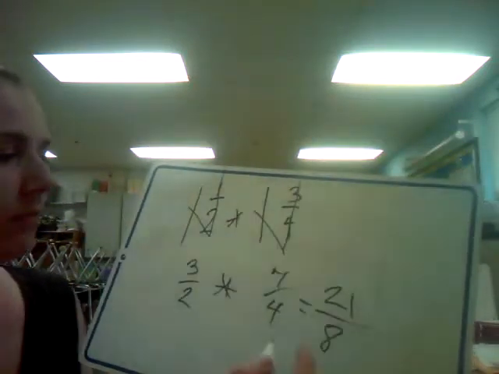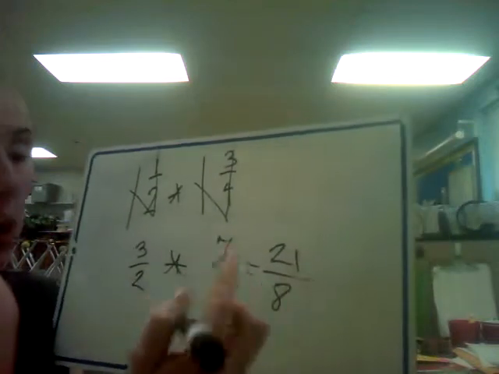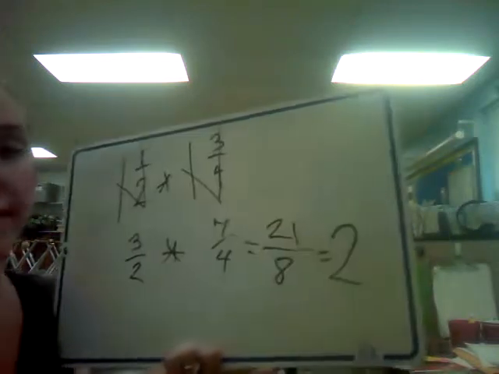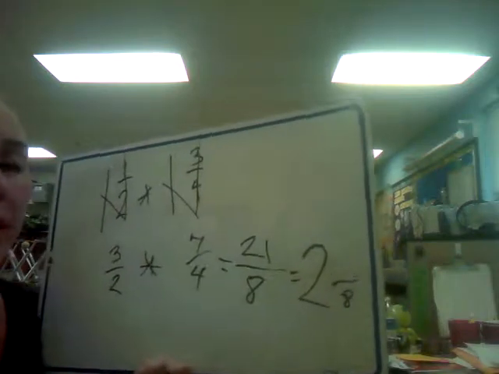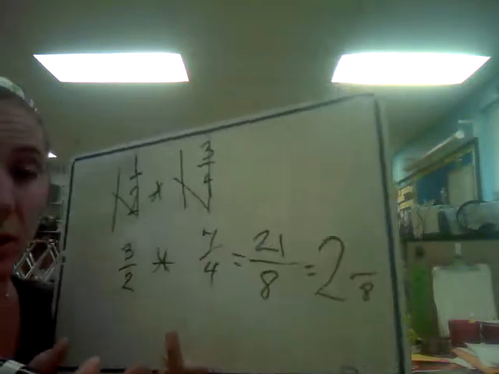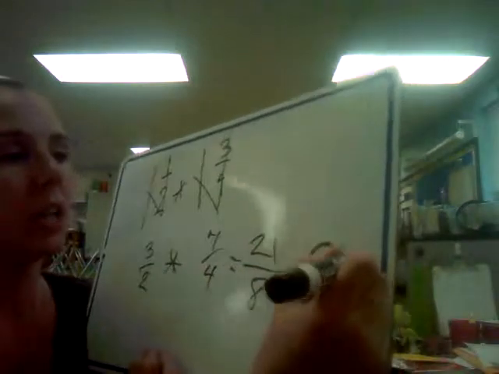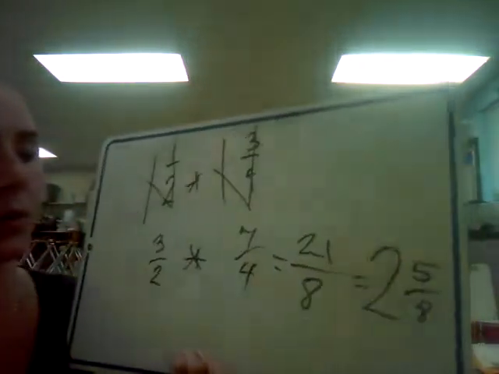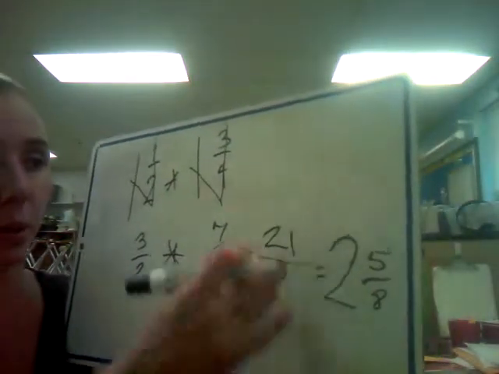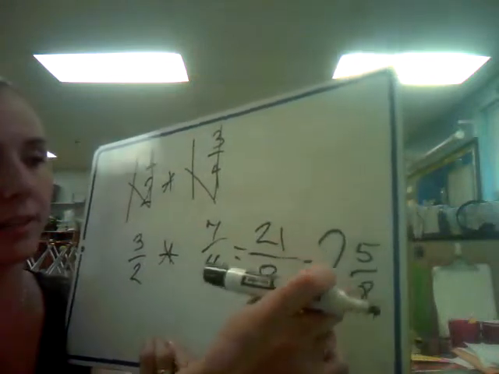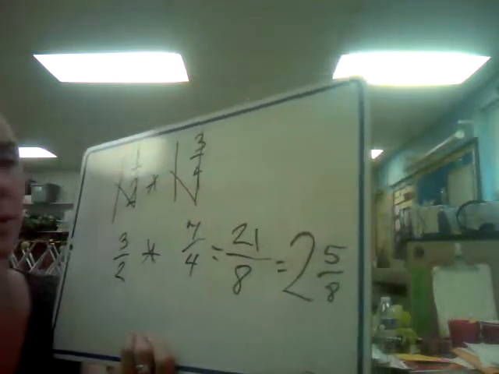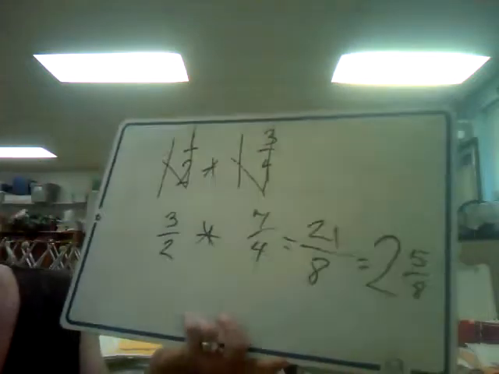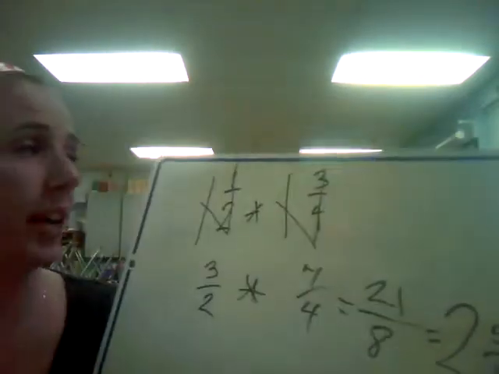So 8 goes into 21 twice, which is 16. The denominator is still 8, so with 21 and 16, we have to find the difference. If you count up from 16 to 21, you get 5. So 2 and 5/8 is equivalent to 21/8, and you can check real quick. 2 times 8 is 16. 16 plus 5 is 21, so yes, we were right about that. So 2 and 5/8 is the answer to 1 1/2 times 1 3/4.